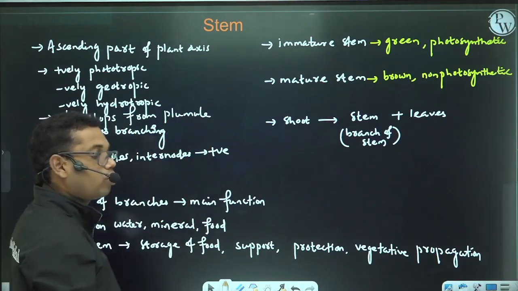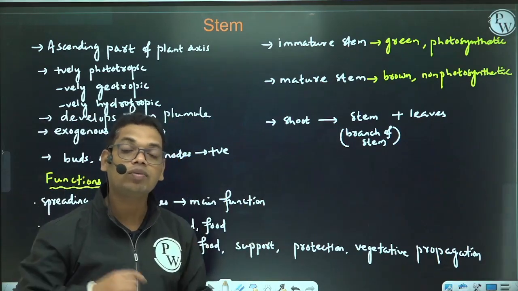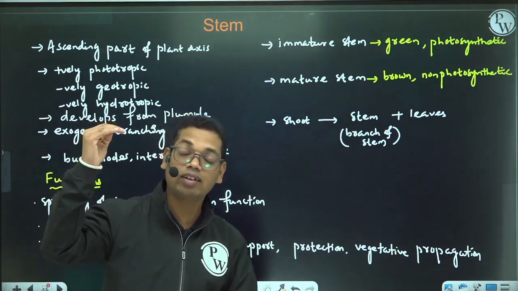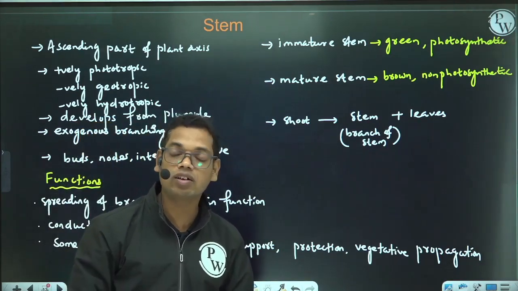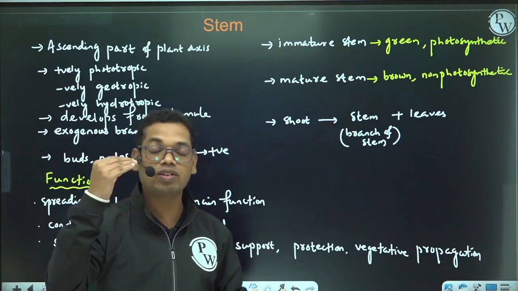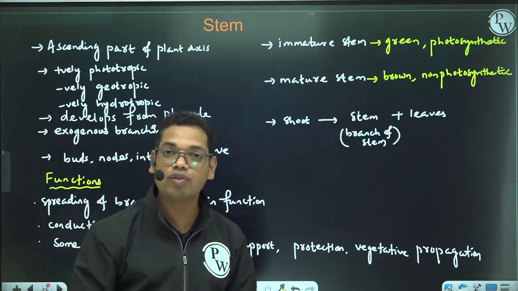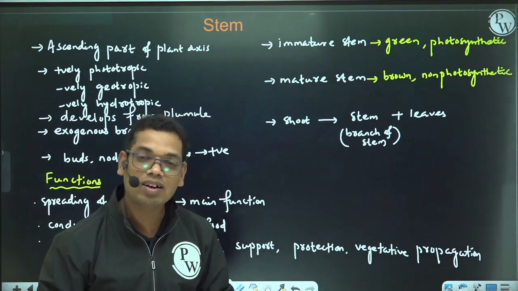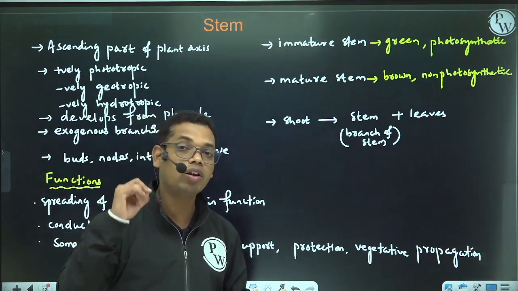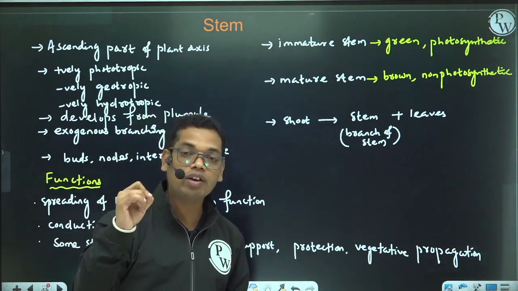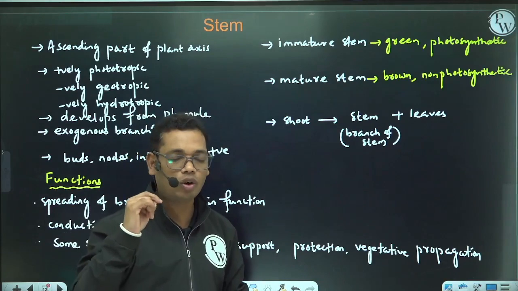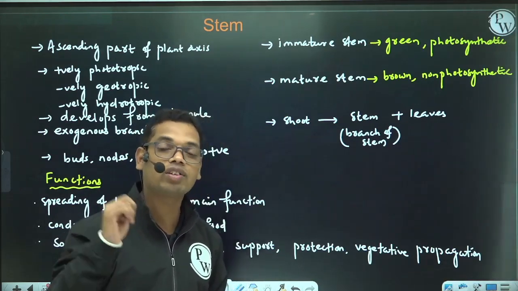And the stem normally grows towards the sunlight, and that is why it is positively phototropic, and it grows away from gravity, so it is negatively geotropic, and away from water, so it is negatively hydrotropic. And the stem will always have buds and always have nodes and internodes.